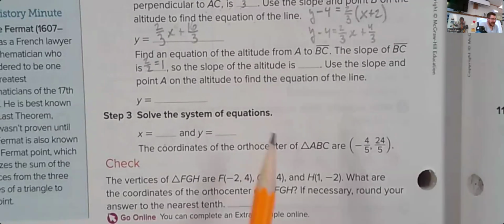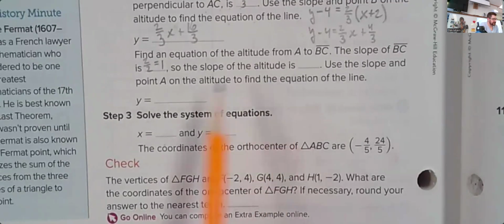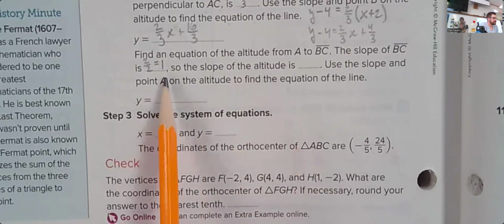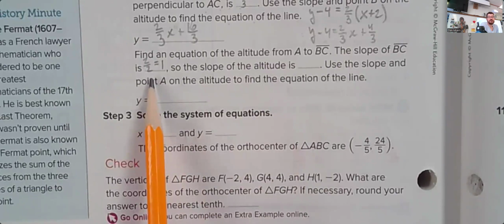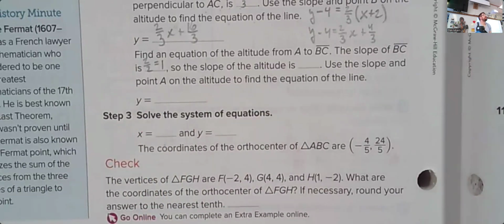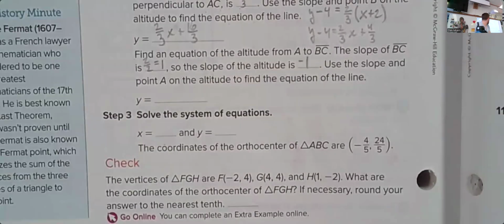So the slope of the altitude would be the opposite reciprocal of 1, or the opposite reciprocal of 2 over 2. What's that? -1. Because if you flip over 2 over 2, it stays the same. It's still 2 over 2. So you'd make it negative, which would be -2 over 2, which is -1. So the perpendicular slope is -1, right there.